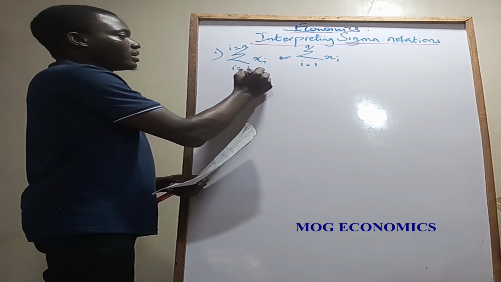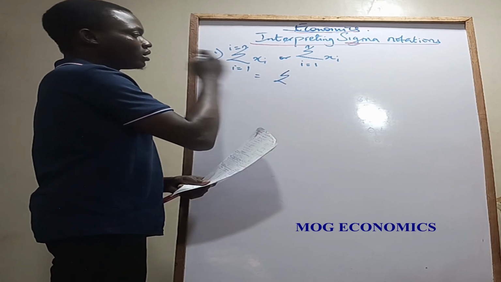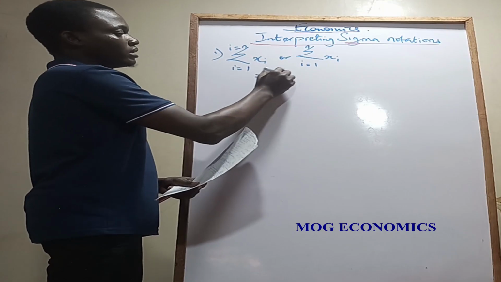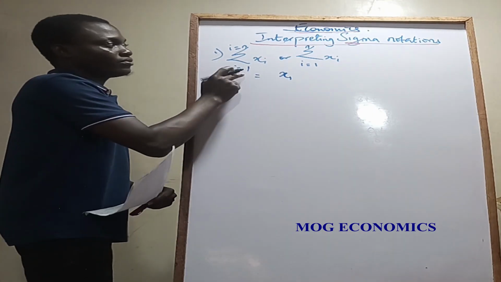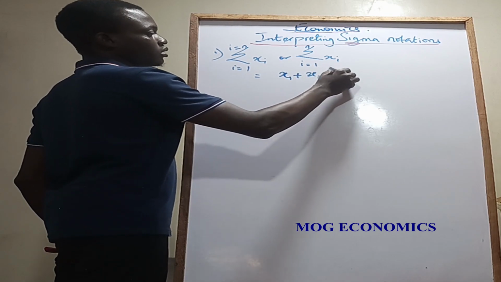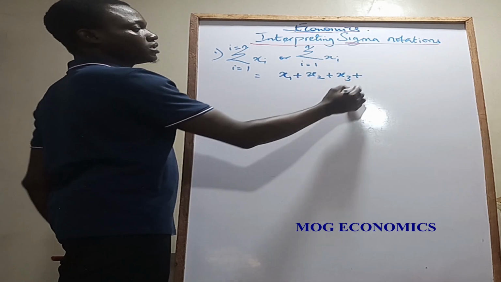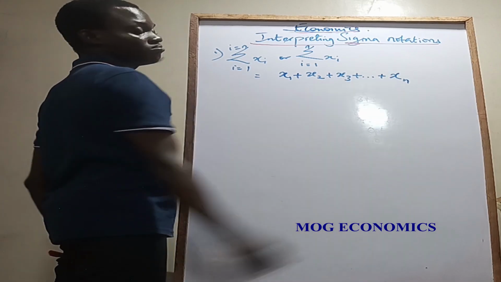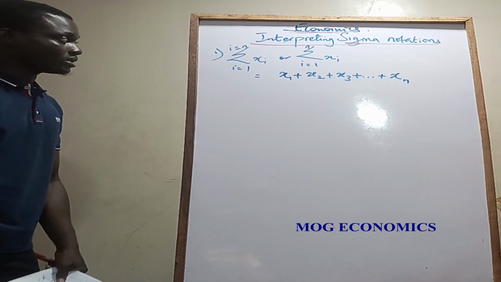Let us expand this so you can get what I'm trying to say. If you expand this, it's just summation. You don't need the sum sign again. This is literally x1 plus x2 plus x3, on and on with ellipses, then plus x ending at n. That's it. As simple as that.